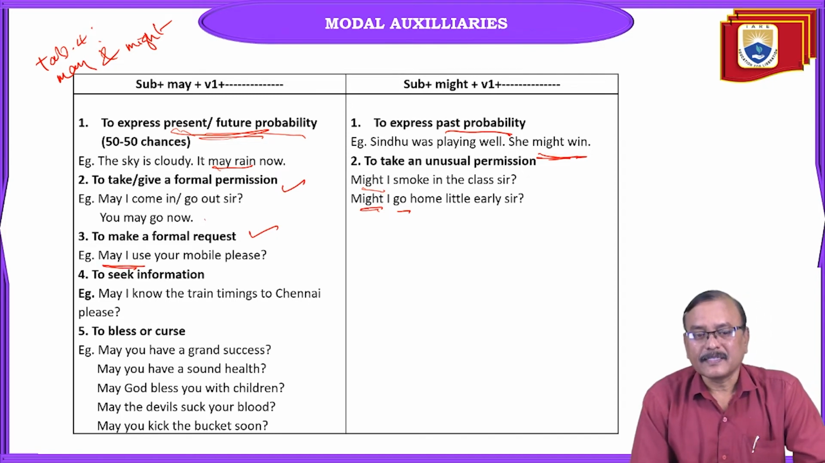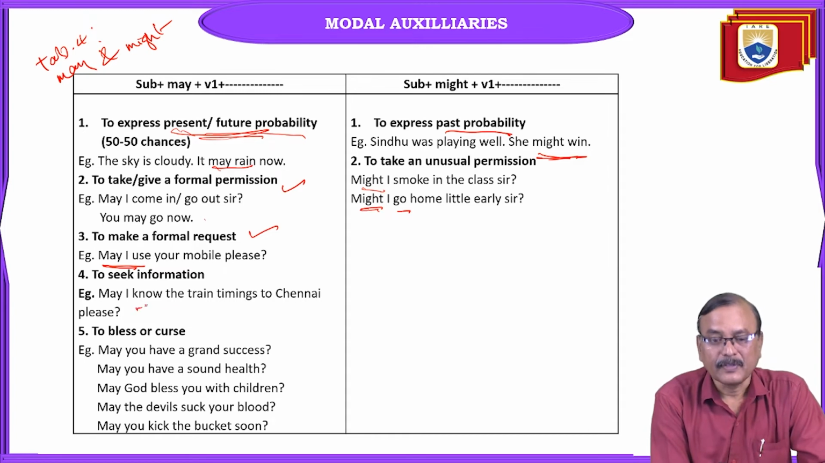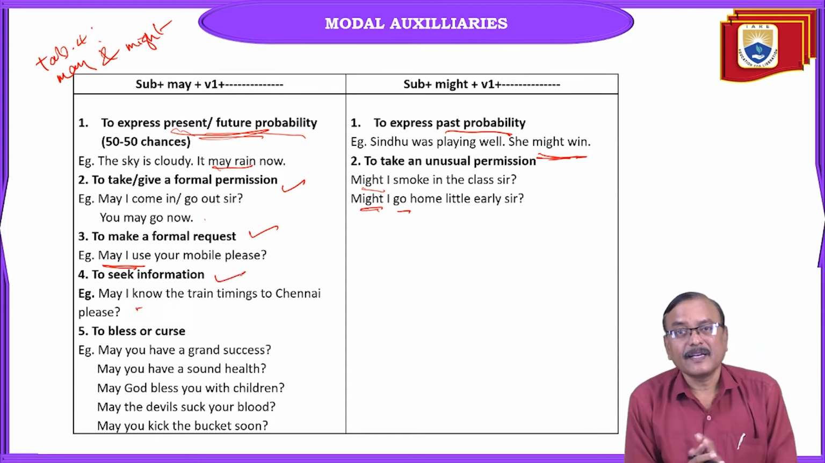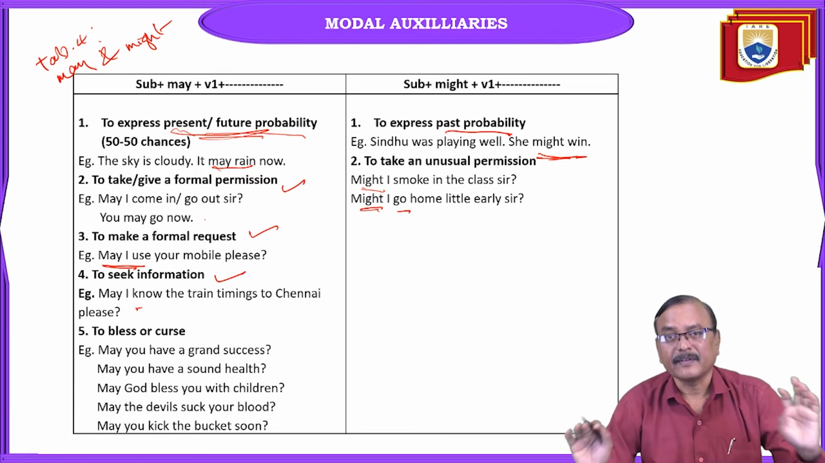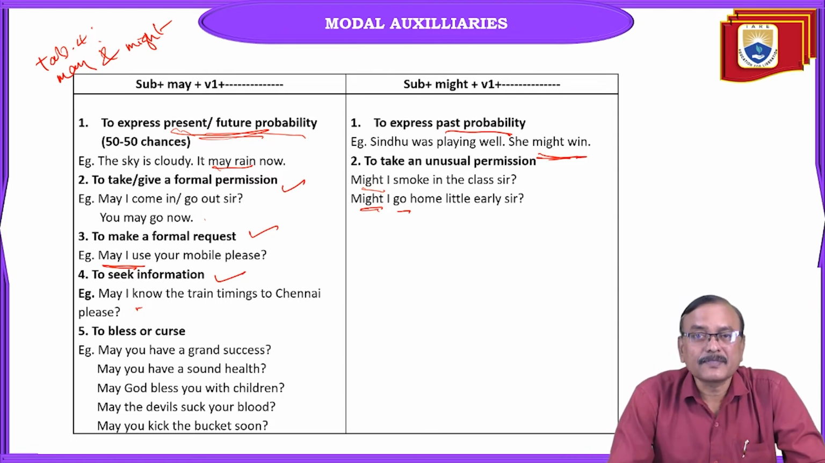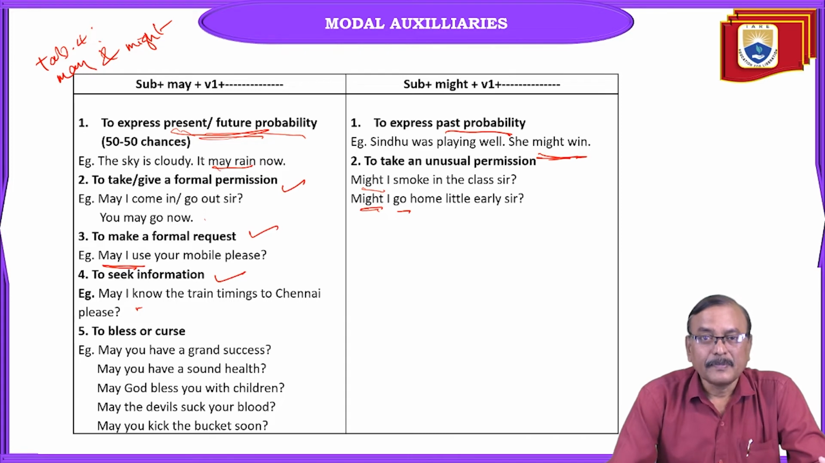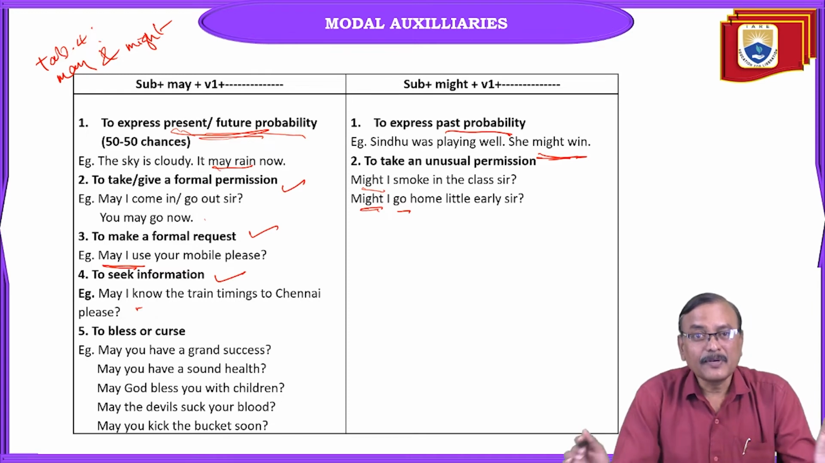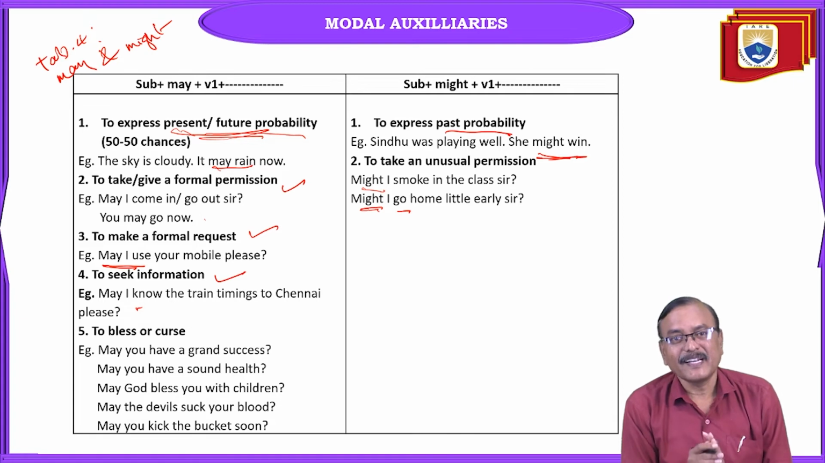Next, to seek information also. To seek information, generally we use "may I" only, no other. May I know the train timings to Chennai please? May I know the office timings please? May I know the details of the fee structure please? May I know the courses available in your college please? May I know your good name? "Good name" is Indian context only. So in Indian culture we use "may I know your good name".